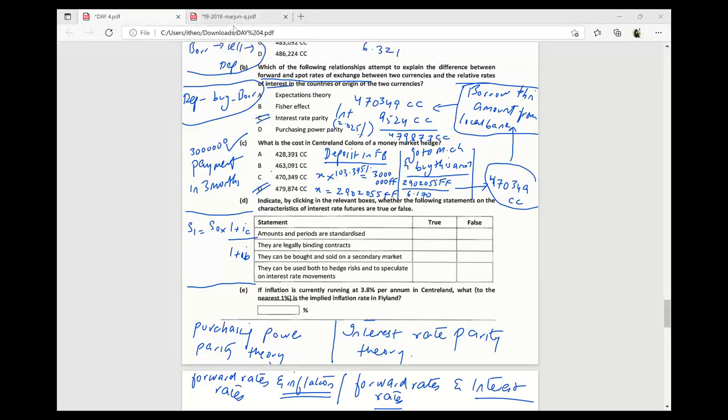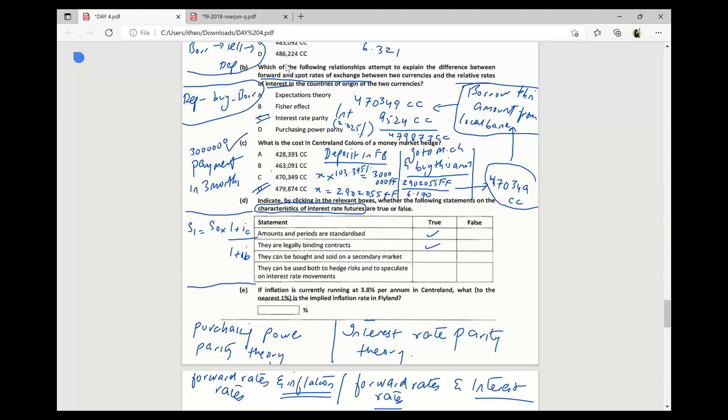Then D. Indicate by clicking in the relevant boxes whether the following statements on the characteristics of interest rate futures are true or false. So in the Kaplan text, the characteristics of futures are clearly mentioned, either currency futures or interest rate futures. Amounts and periods are standardized. You don't get futures, either currency futures or interest rate futures, on your own wish. They are standardized. They are legally binding. Yes, every contract is legally binding apart from options. I have told you this, that options don't have an obligation. Everyone else has a binding obligation.